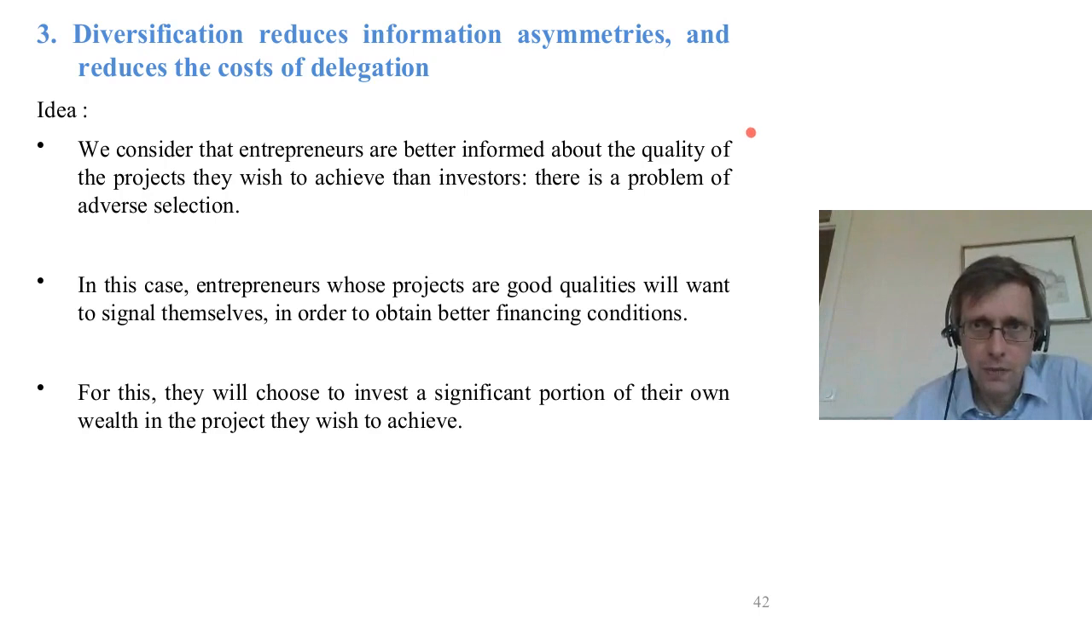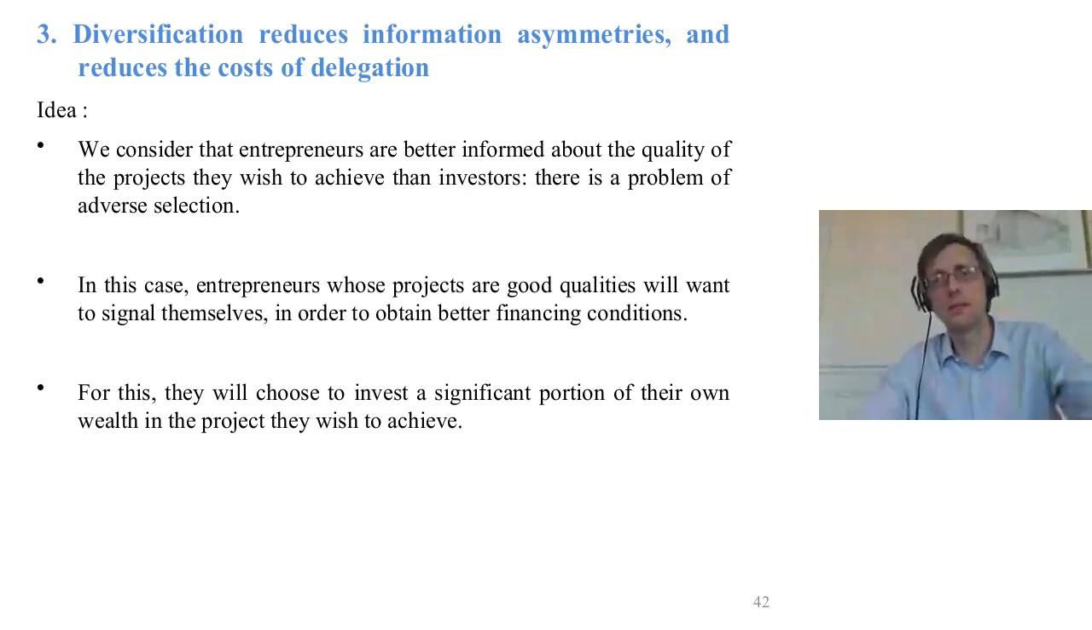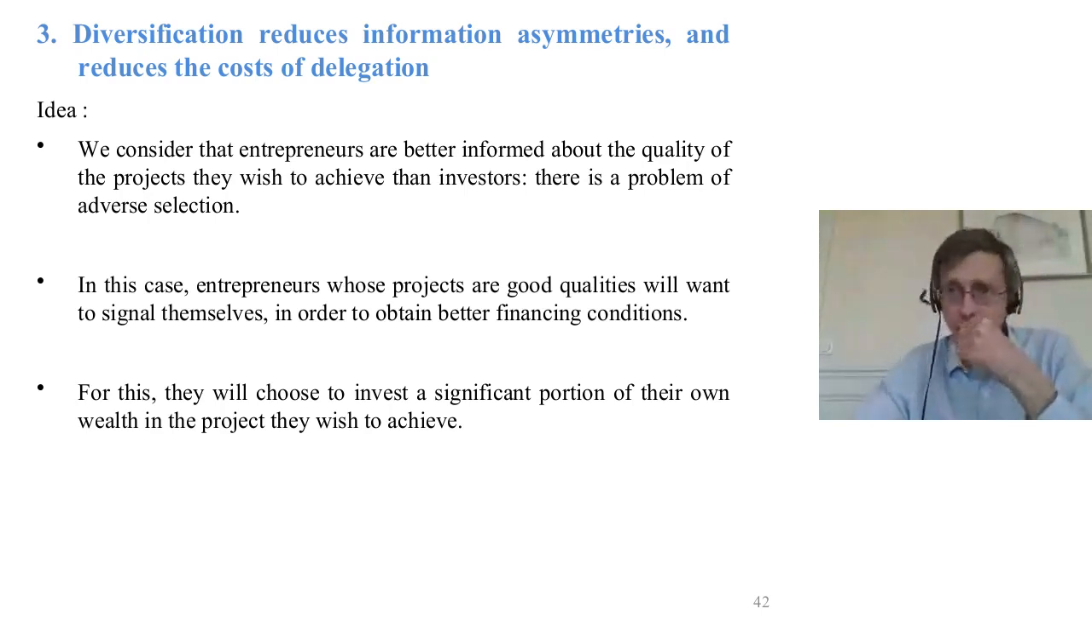Okay, so now I'm going to talk about how diversification reduces information asymmetries and then reduces the cost of delegation. Of course, if you have questions, do not hesitate to interrupt me or to type your question in the chat. This is why from time to time I'm going to go to this version rather than the full screen. Is that clear so far? Just this recap. Okay, great.